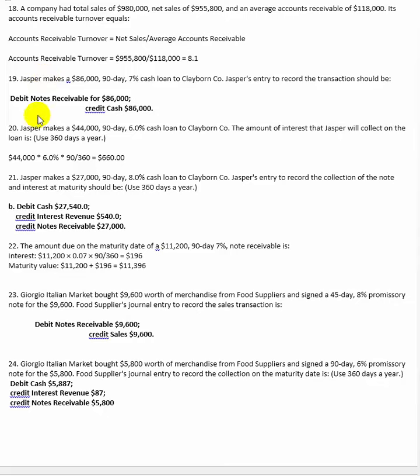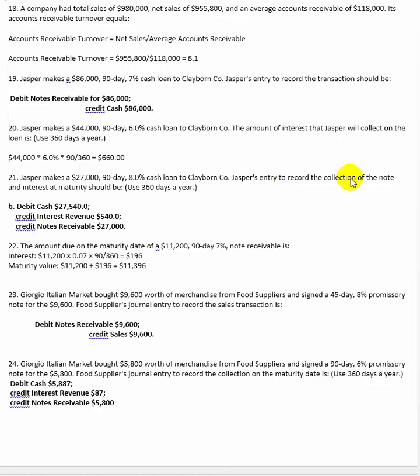Number 20. Jasper Company makes a $44,000 90-day 6% loan to Claiborne Company. The amount of interest that Jasper will collect on this loan will be $44,000 times 6% times 90 over 360, which will be $660.